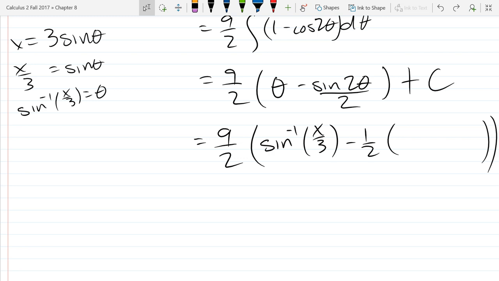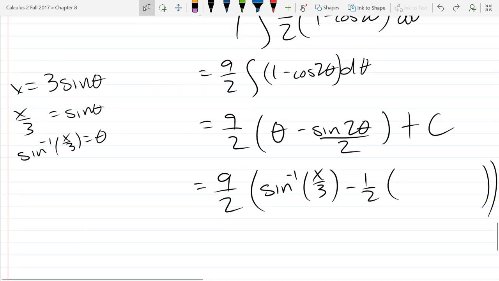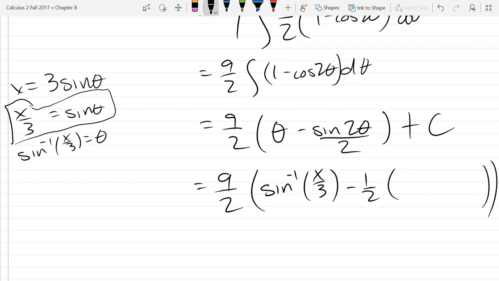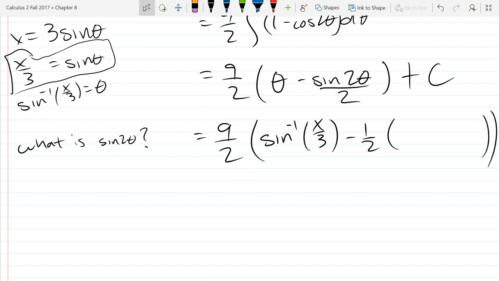All right, so I could do a few things here. I know that sine theta equals x over 3. So I have this fact right there, and I want to find sine 2 theta. If you go back to the double angle identities, sine 2u is equal to 2 sine u cosine u. I think that's the only choice for sine 2 theta.